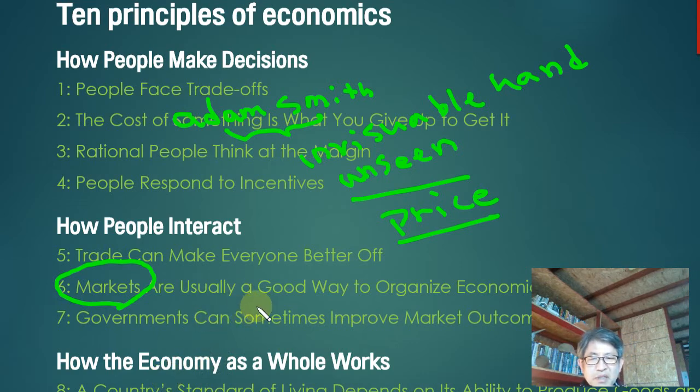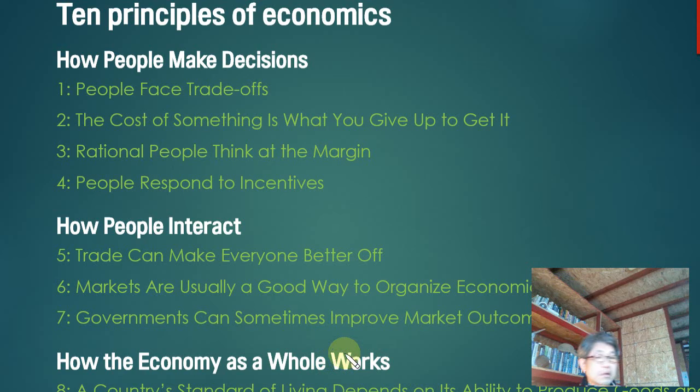Number 7 of the 10 principles: government can sometimes improve market outcomes. I will show you that one. What is the meaning of this? Adam Smith insists that the government should not intervene in the market, because the market itself can be a magic hand through pricing and supply and demand equilibrium, but it couldn't be complete.